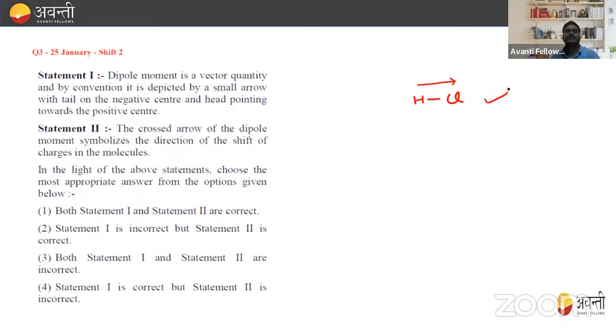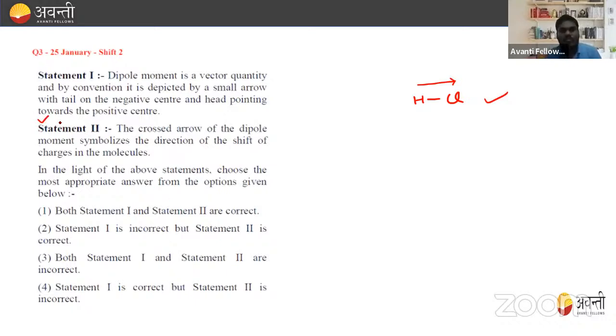So this is absolutely correct, and statement one is absolutely correct. That is, dipole moment is a vector quantity. It means it depends upon the direction as well as magnitude. And it is denoted by the small arrow with the tail on the negative center and the head pointing on the positive center. Okay. Now, statement 2.